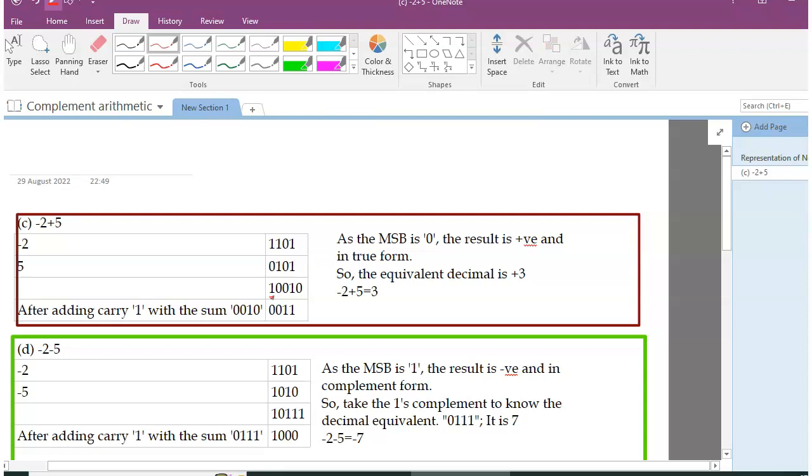See here we have a carry. This carry has to be added with the LSB. If the carry is added with that LSB, actually we are having this addition: 0010. This is our sum. Here I have a carry. This carry is coming here. And then we are adding that one, meaning we are getting 0011. The carry is coming here and it is added with the sum, right? So this carry is also called the end around carry.